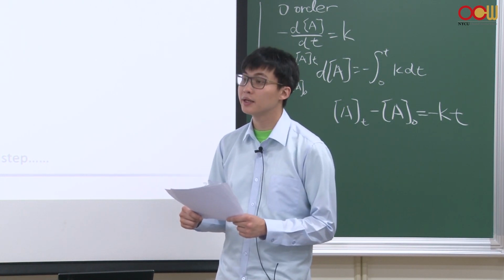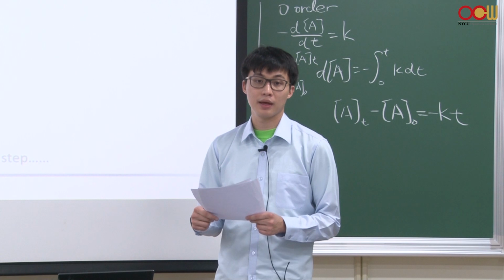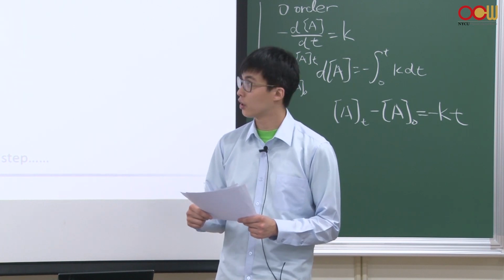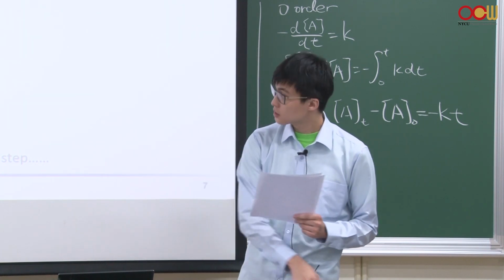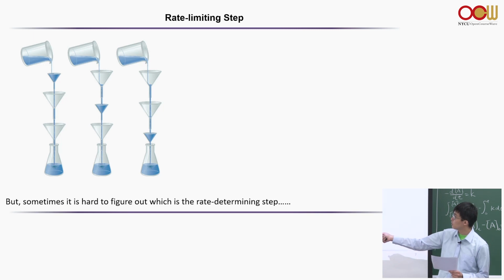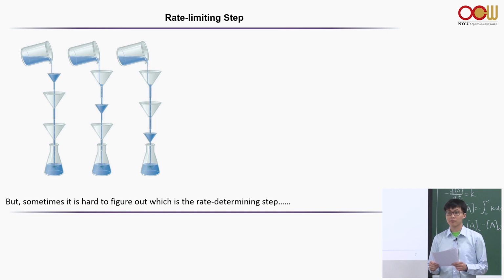Okay, so the rate limiting step is what limits how fast your reaction can go. As shown in this figure here, it could be the first step, it could be the second step, or the third step, but we really don't know unless we actually do the experiment to either capture these intermediates or monitor the amount of intermediate being generated and being consumed.